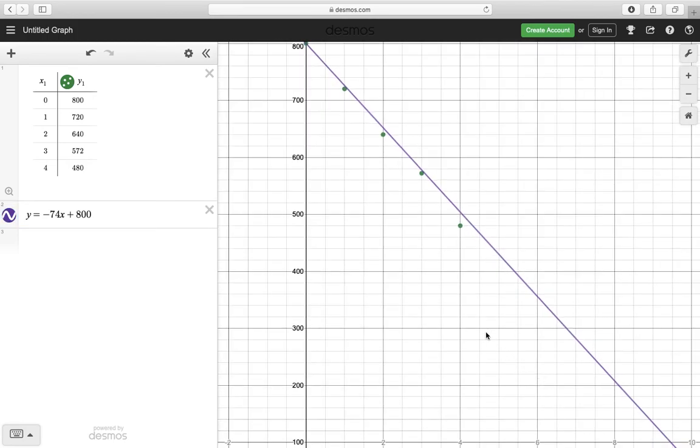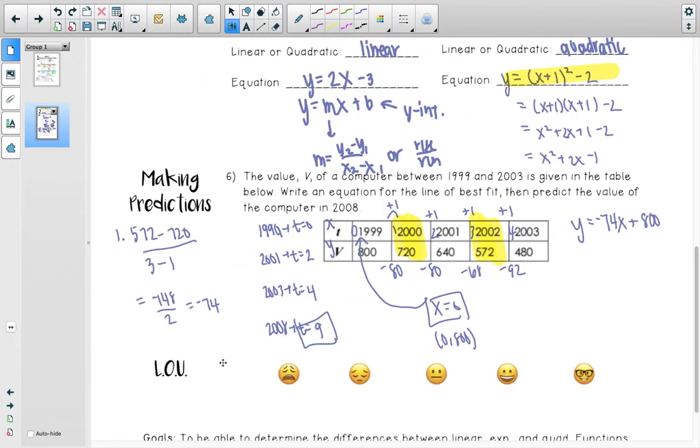So we want to figure out what this y value would be when the x value, I'll go back to the other page, is 9. So how do we do that? Well, we did what we used to do. We used to plug it in. So we take y equals negative 74 times 9 plus 800. So 74 times 9 is, oh, creepy, 666, and the negative drops down. And if you take 800 minus that, you get 134.